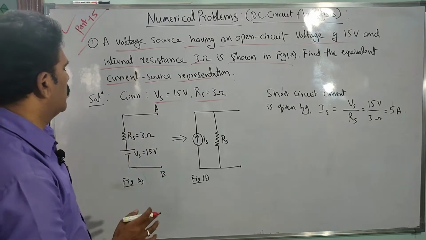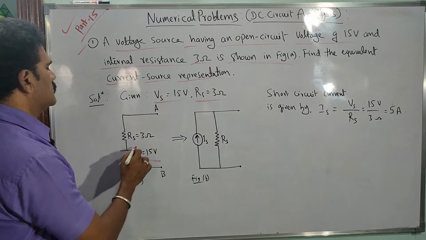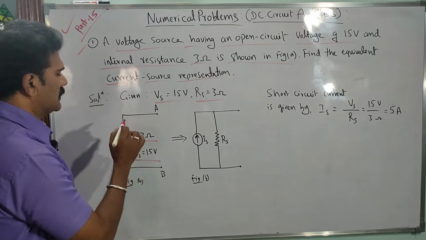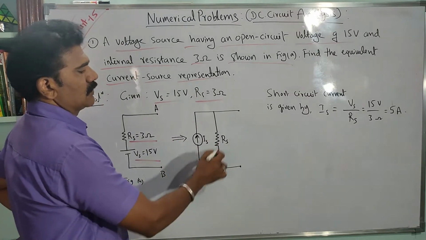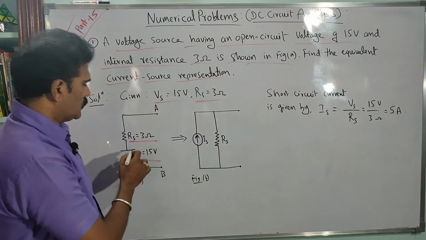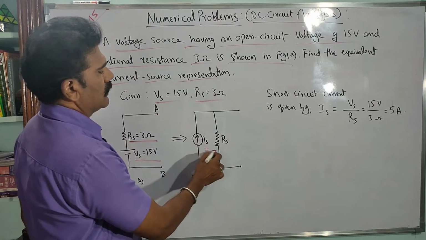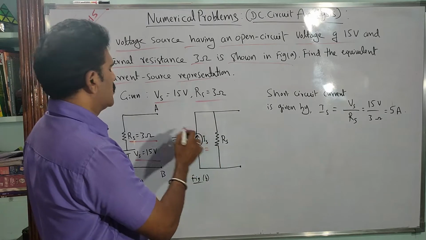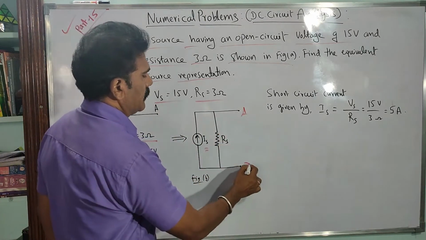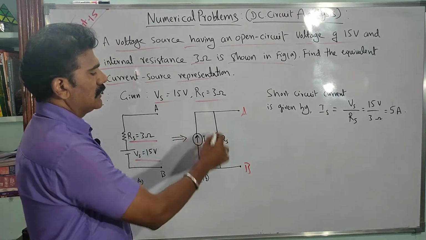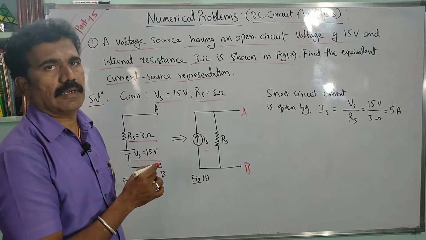In these open terminals, we can expect the voltage source of 15 volts and RS equal to 3 ohms connected in series. To represent it like this, now this is the equivalent current source. In a voltage source we have the internal resistance in series, whereas in a current source the resistance should come in parallel across the same terminals A and B. So this is the equivalent current source representation for the voltage source.